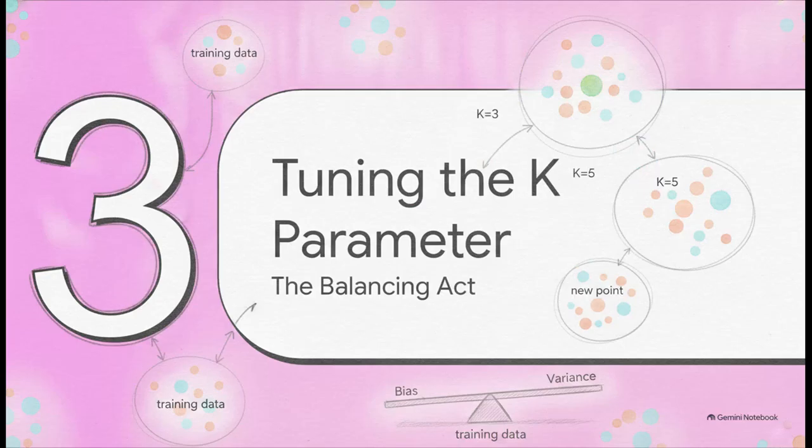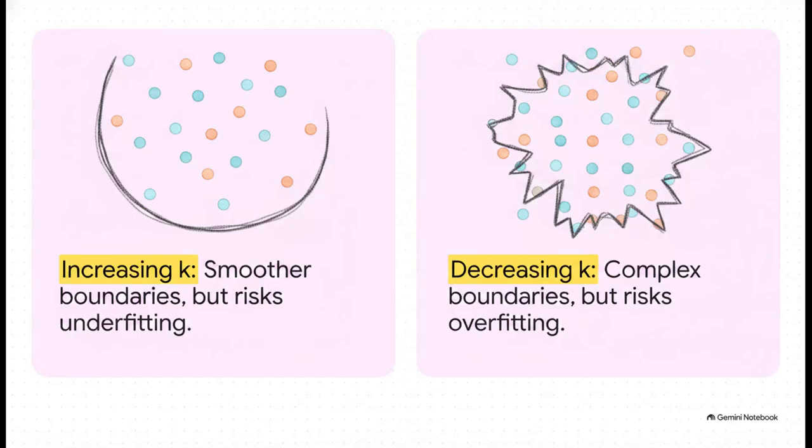Which brings us to Section 3, tuning the K parameter, the balancing act. This is where we see the real inherent tension of the algorithm. It's quite the balancing act. If you increase K and ask too many neighbors, your decision boundary gets super smooth, making it way less sensitive to random noise. But push it too high, you get underfitting. You completely miss the important local details.